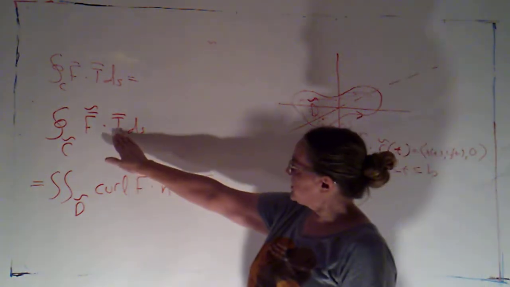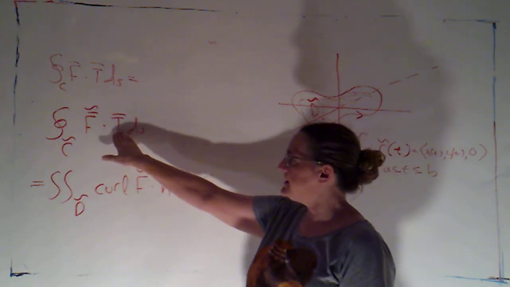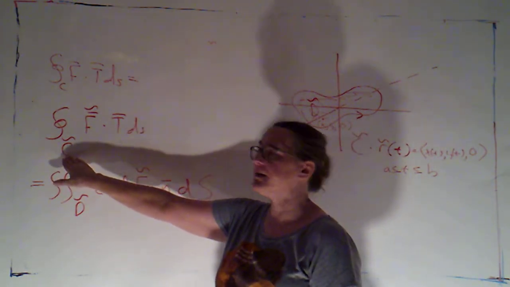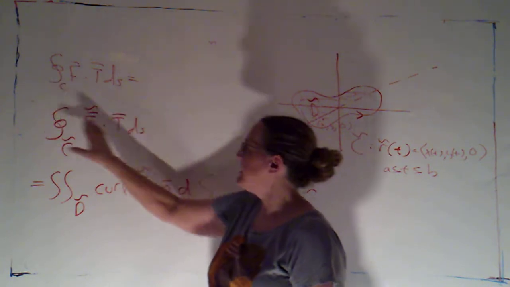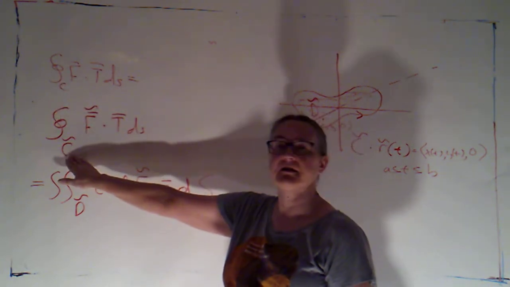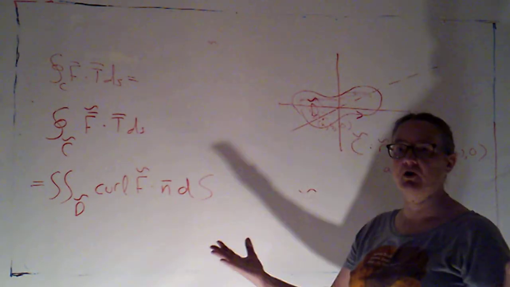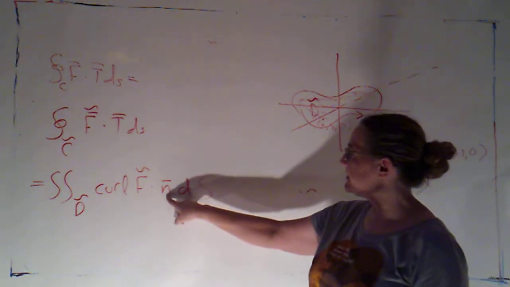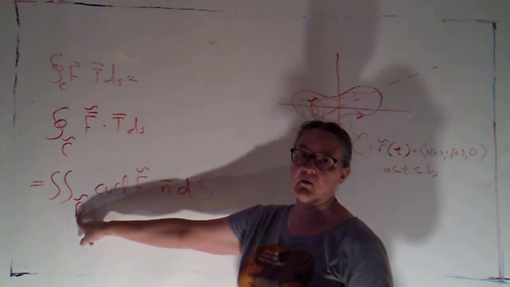Notice I don't need to put tildes over the T's and the N's. It's understood that T is tangent to whatever curve I have here. So this T is necessarily tangent to C. This T is necessarily tangent to C tilde. T just means the unit tangent vector to the curve we are working with. Similarly, N means the normal vector to the surface that we're working with.